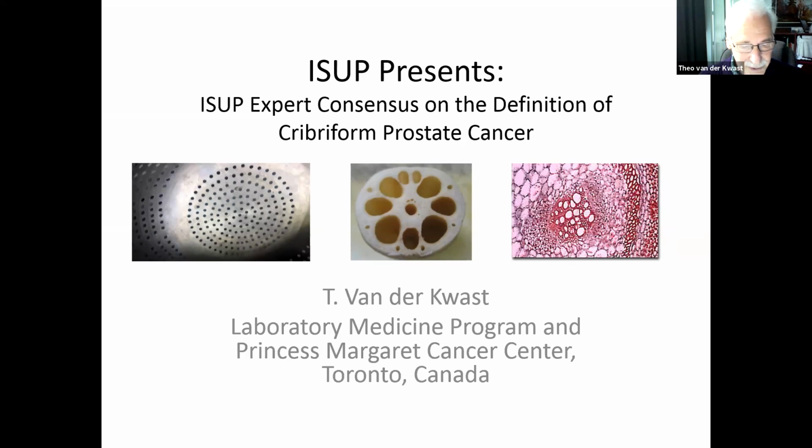By the way, the images on this title slide depict my wife's sieve, a cross-section of Japanese lotus root, which I'm told by very reliable resources is a Japanese delicacy. And on the right side, you find the sieve elements in the bark of a tree, and they all share this kind of cribriform pattern, as you can see.